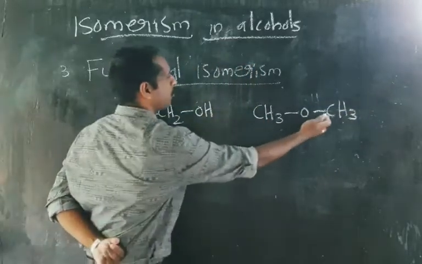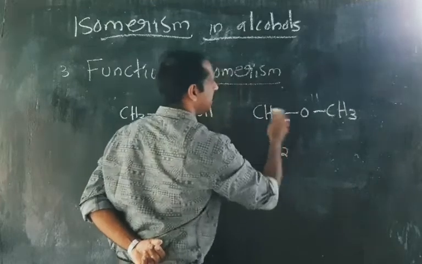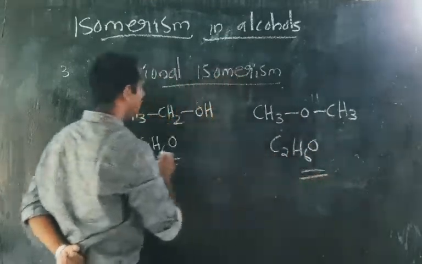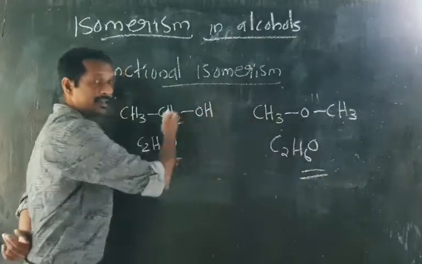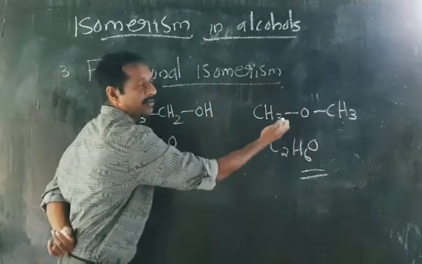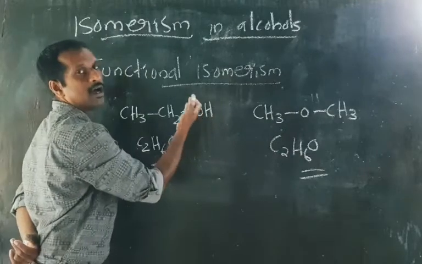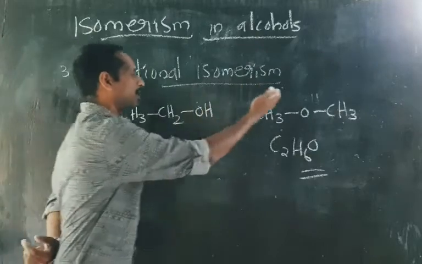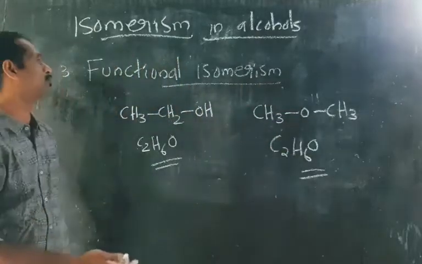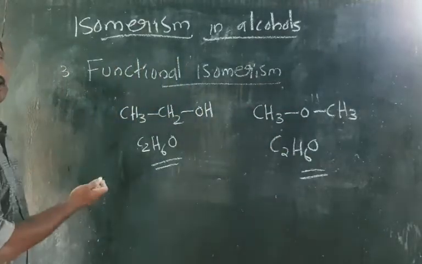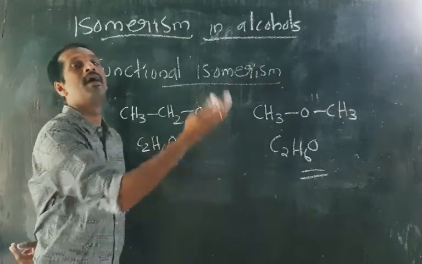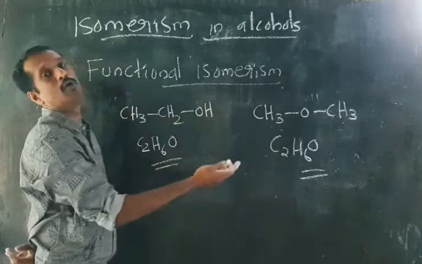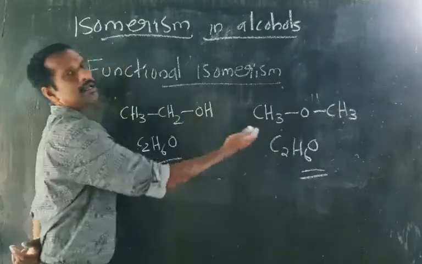And look at the molecular formula. What is that? C2H6O. Same molecular formula, but different structure, they differ from each other in the functional group. Here the functional group is OH group, and here it is ether group. One is hydroxyl group and the other one is ether group. This type of isomerism is known as functional isomerism. In functional isomerism, the isomers differ in the functional groups.